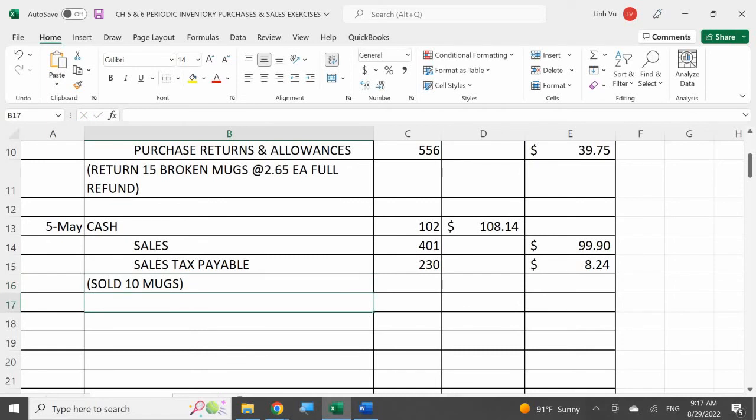You don't need to put how much you sold it for because you're the store owner, or you're selling the product. You should know what your sales prices are. So in this case, all right, question to you now.